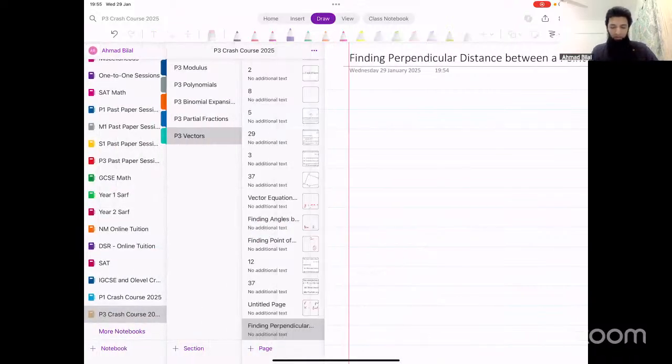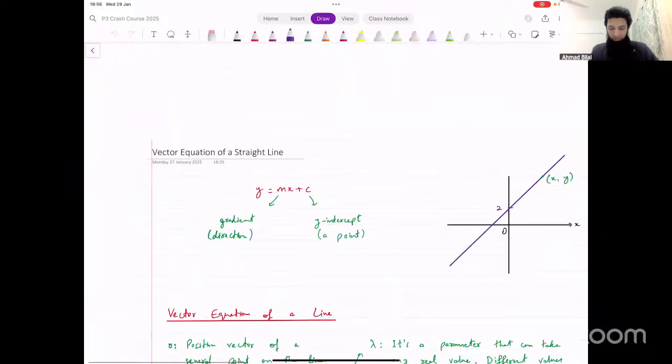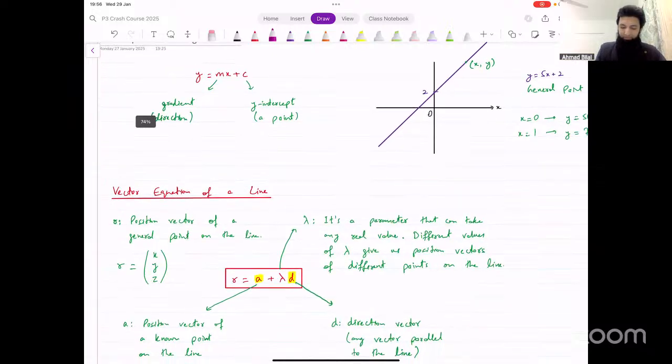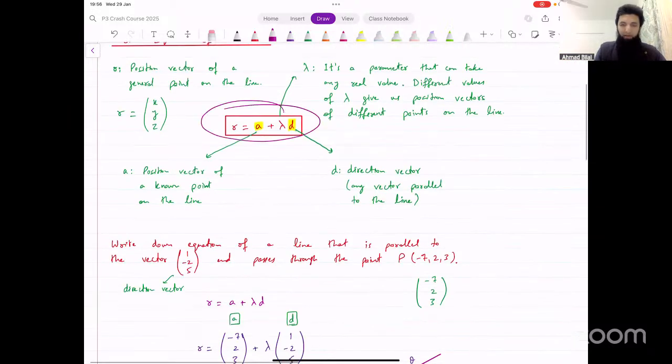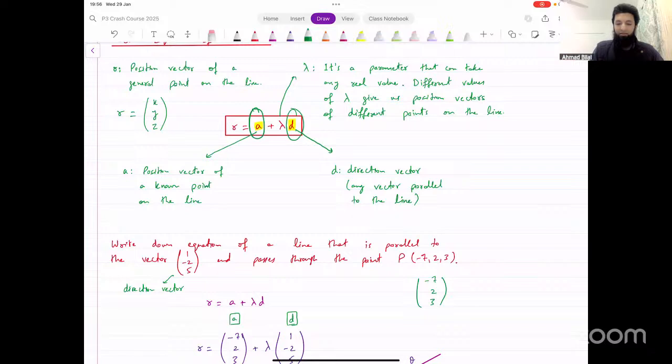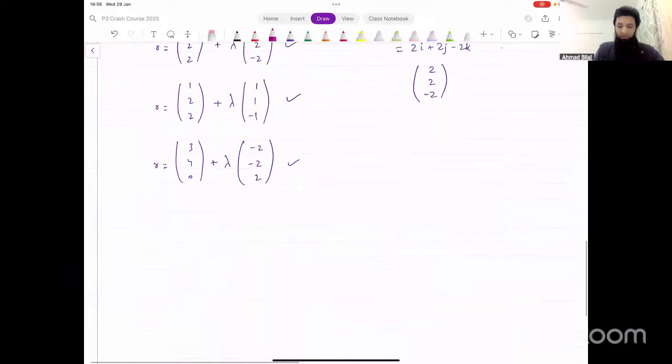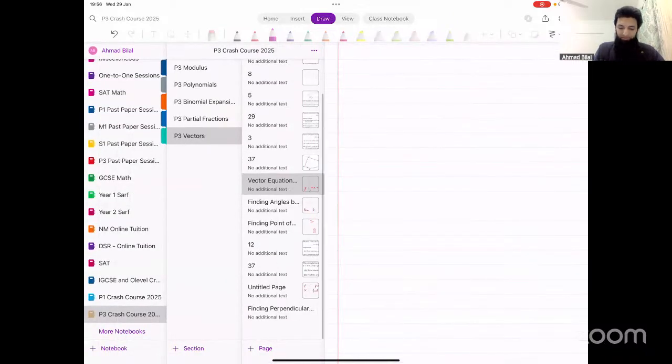What we've done until now, in the last class in particular, is this vector equation of a line. R equals a plus lambda t. How do you write the vector equation of a line? You need two things for it. You need one point and the direction vector. These are two things that you need to be able to write down the equation of a straight line, right? We discussed this. We talked about what lambda and r mean here as well. Did some examples on this.